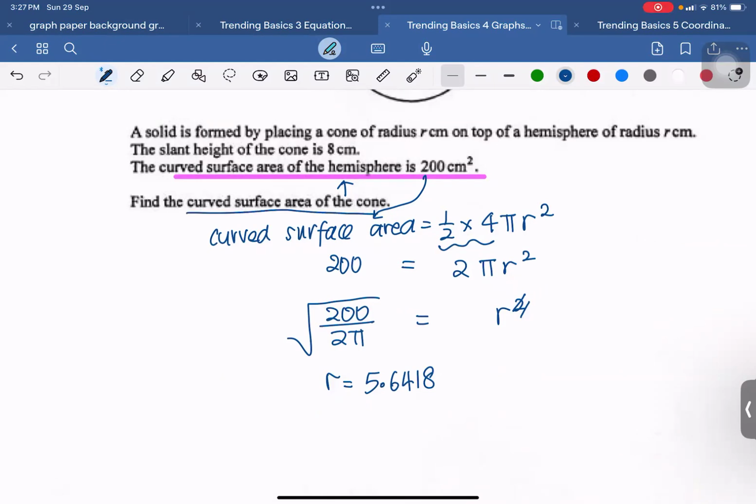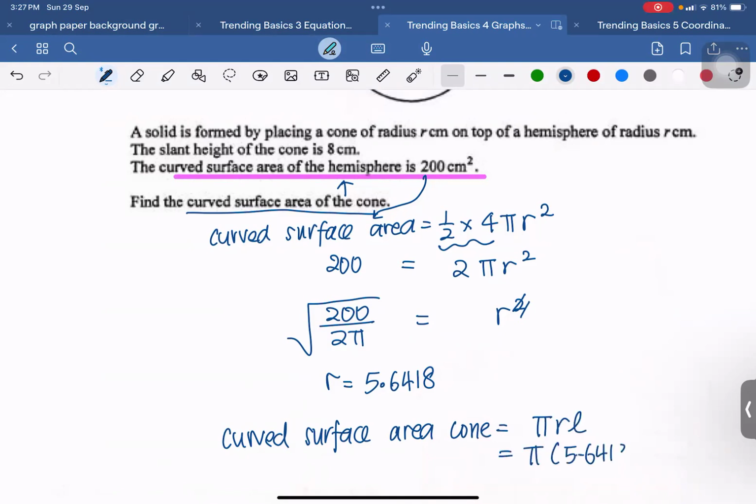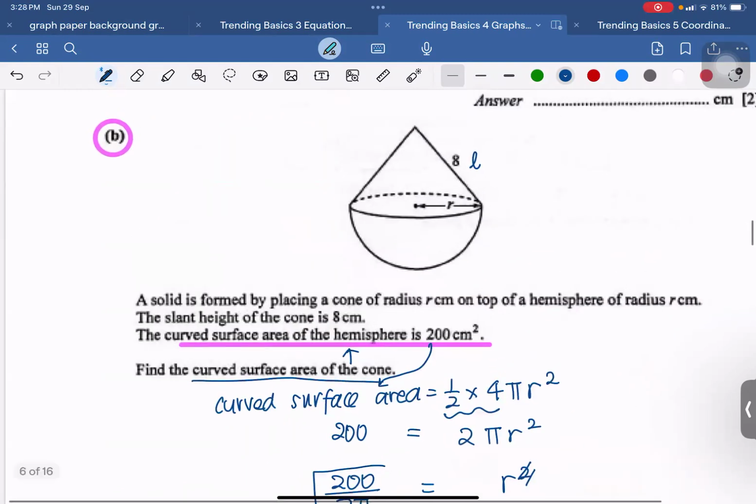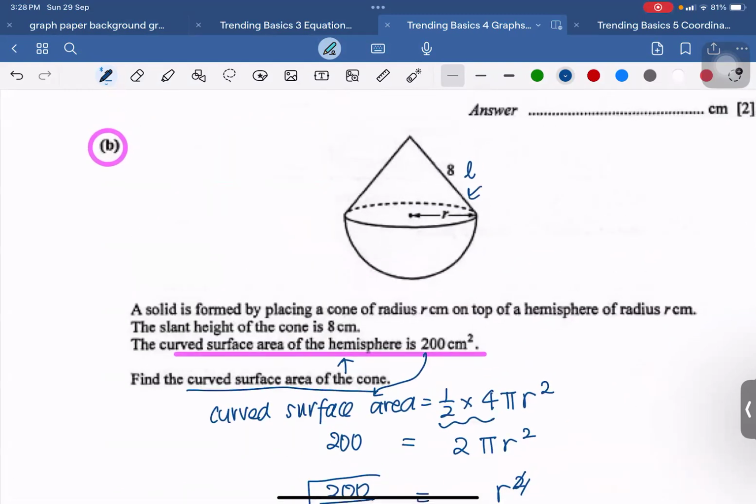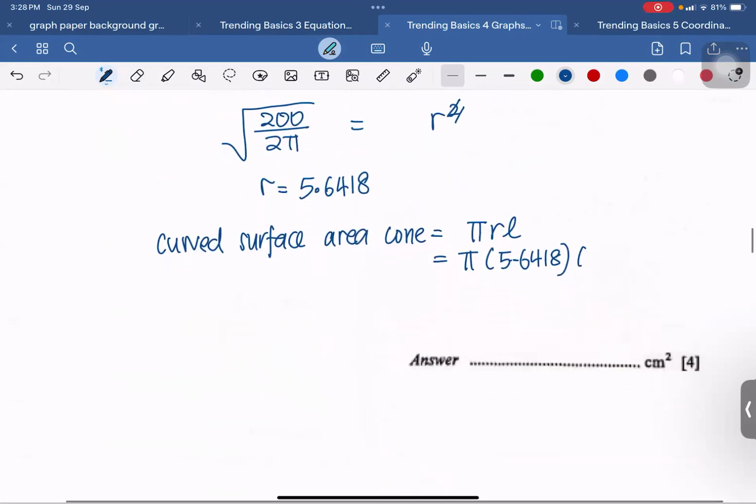Curved surface area of the cone is given in the formula. So curved surface area is given by pi r L. Then I replace radius 5.6418. The L over here is the number 8. Then you work out your answer. Okay, I sidetracked a little bit.